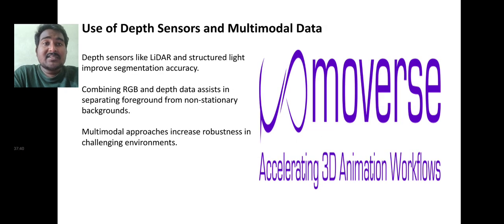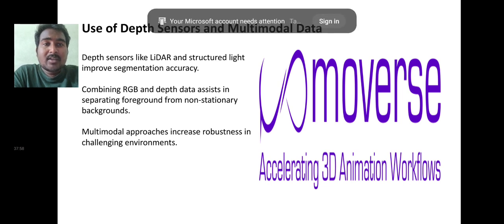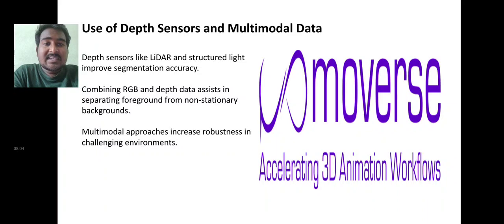Use of depth sensors and multimodal data. Depth sensors like LiDAR and structured light improve segmentation accuracy. Combining RGB and depth data assists in separating foreground from non-stationary backgrounds. Multimodal approaches increase robustness in challenging environments.